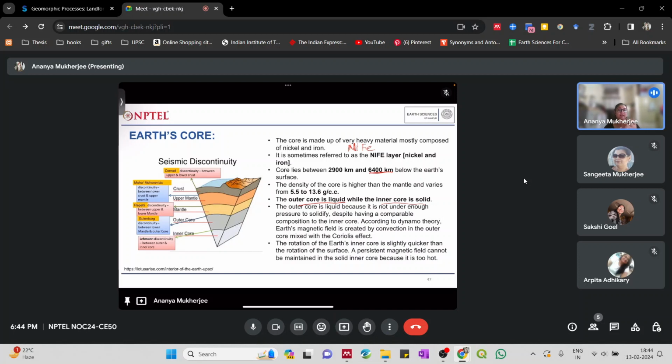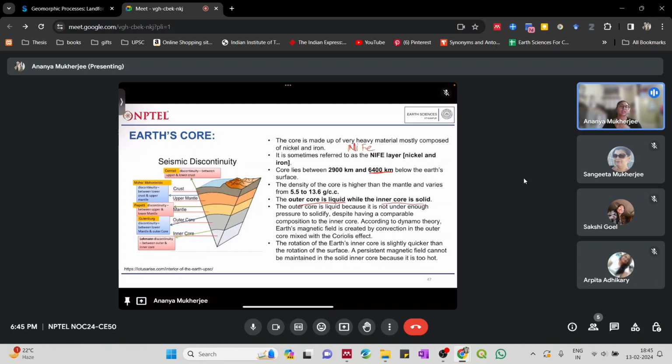But actually what scientists have found is that the pressure present in the outer core is not enough to solidify the entire core. So the outer core is staying liquid, and because of the liquid nature of the earth's outer core, that actually generates convection, and due to the Coriolis effect that we had discussed in the last class, these two are very important for the generation of the earth's magnetic field.